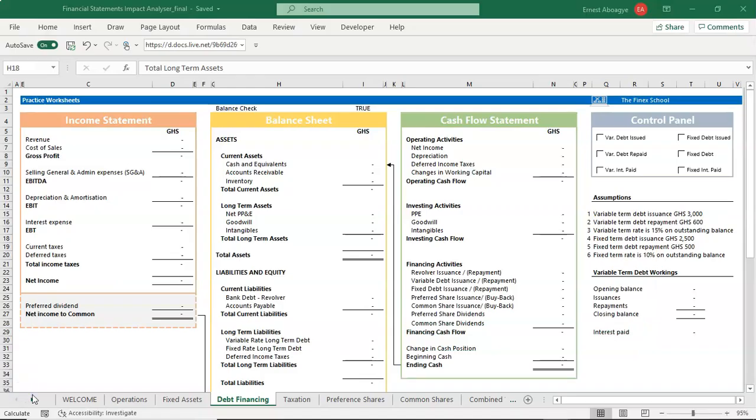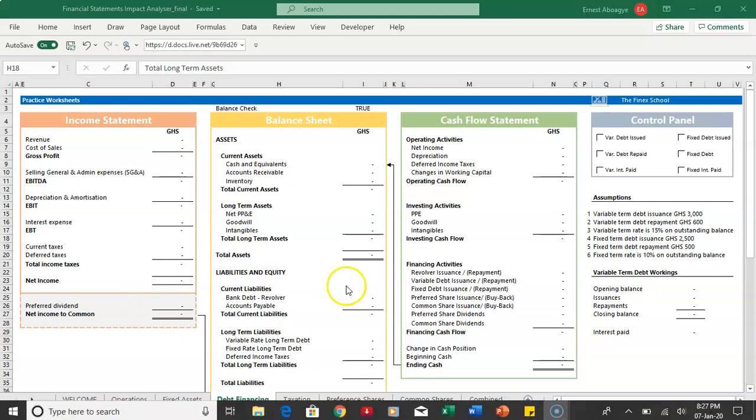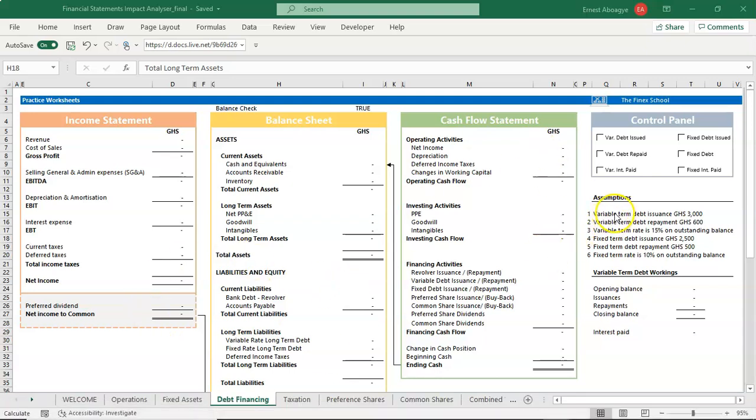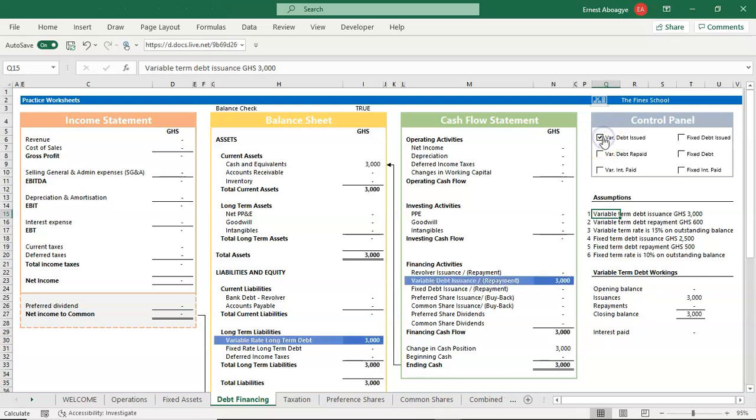Let's look at how debt financing also impacts the three statements. Over here, we're going to assume we are taking on debt, either fixed or variable, and we are going to pay interest, and we'll see how it works out based on the assumptions we have outlined here from 1 to 6. So assuming we are taking a variable debt, so we issue variable debt of 3,000.